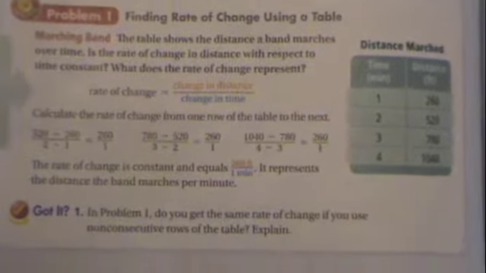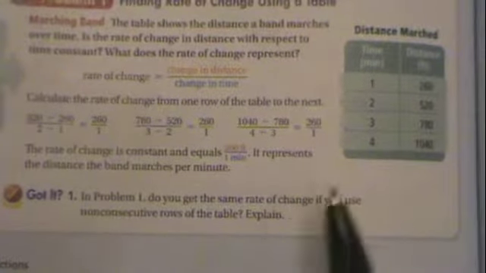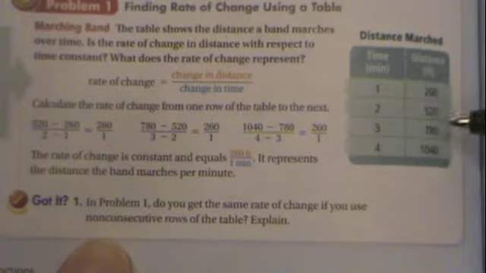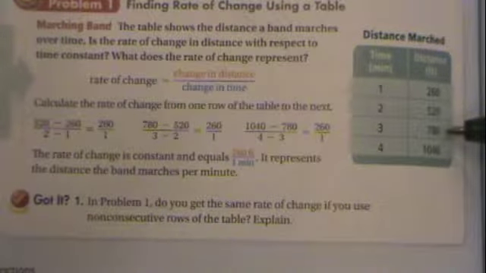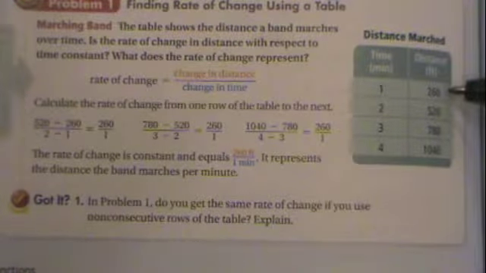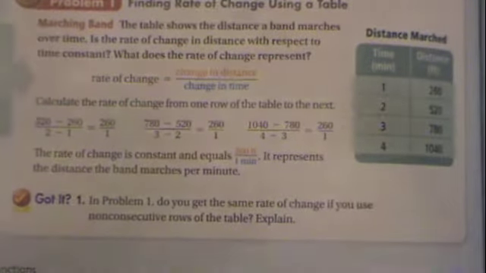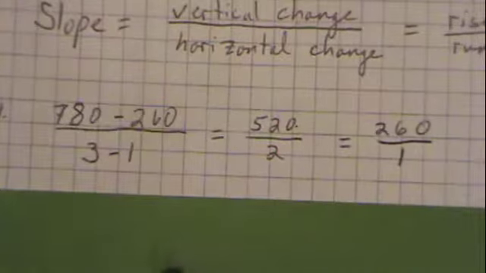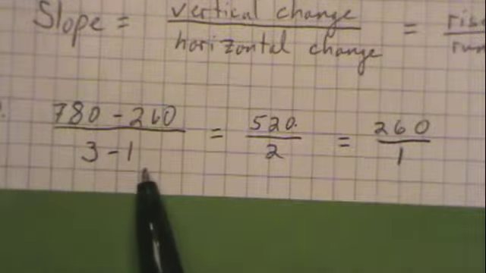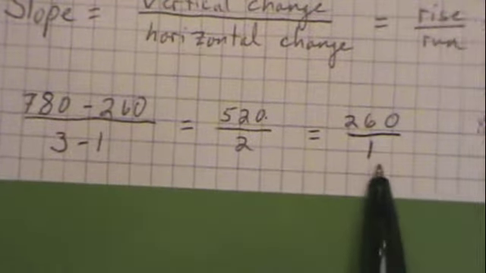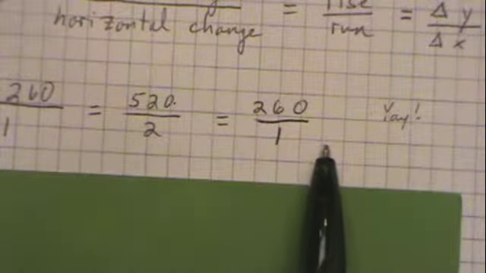For Got It number 1, they want to know what happens if you use non-consecutive rows of the table. For example, what happens if you say 780 minus 260 over 3 minus 1? You know what to do. Go ahead, figure it out. We'll check answers in a second. Well, look at that. If you use non-consecutive rows, as long as you make sure that you're putting in the right numbers, you still get the same rate of change.